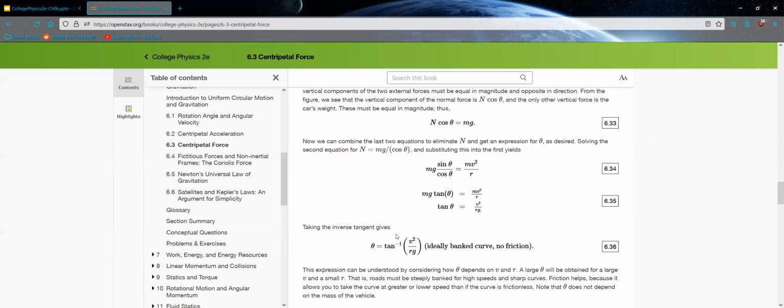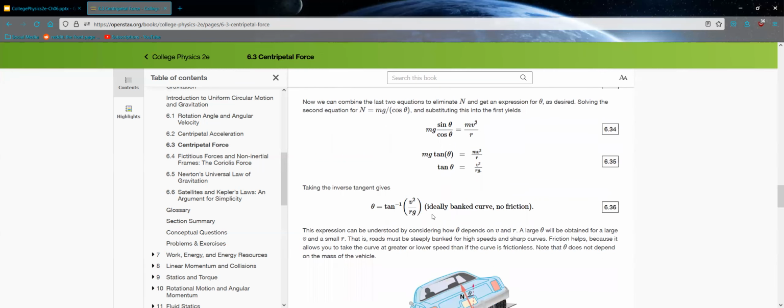Namely, I can find an equation relating the angle to the amount of centripetal force given by that angle at a speed, which is what's shown here. This equation, 6.36, says the banking of the theta alone provides this much centripetal force.